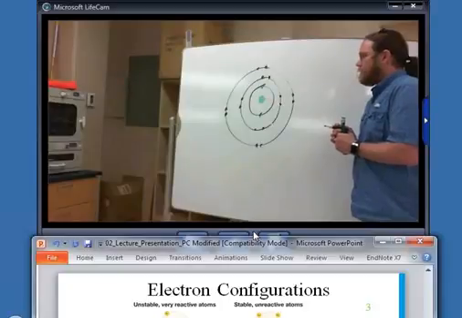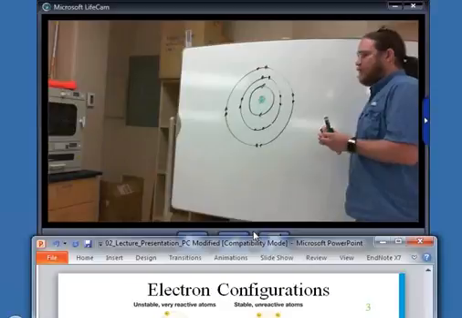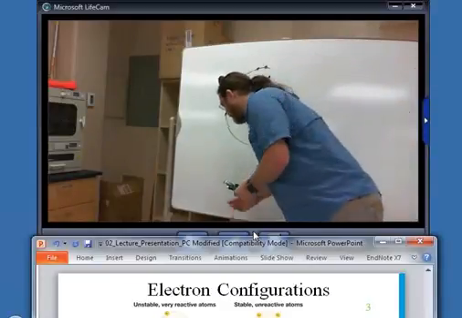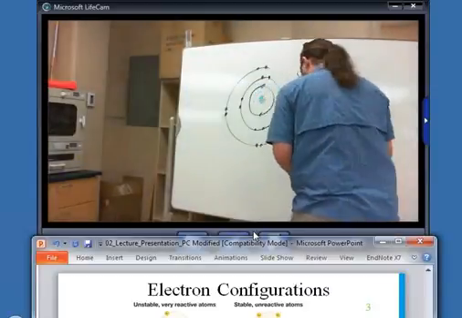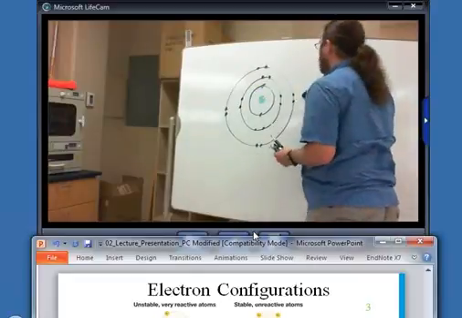Now, remember, it's the goal of this atom to have a full outer shell. And it can achieve this in one of two ways. The first way it can achieve this is through addition.